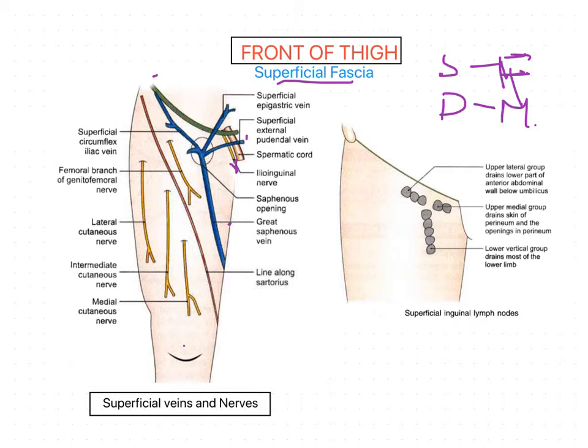So the next layer is the deep fascia. To this deep fascia the membranous layer is loosely attached in the thigh, except near the inguinal ligament. Elsewhere, the membranous part of the superficial fascia is loosely attached to the next layer, that is the deep fascia.